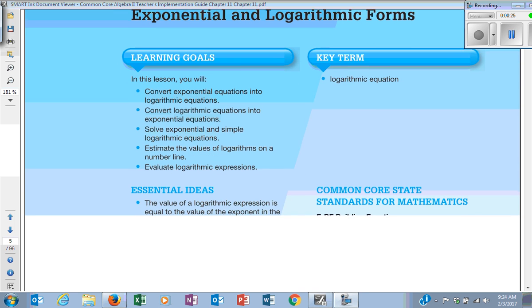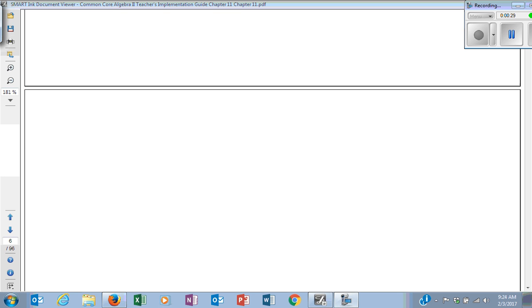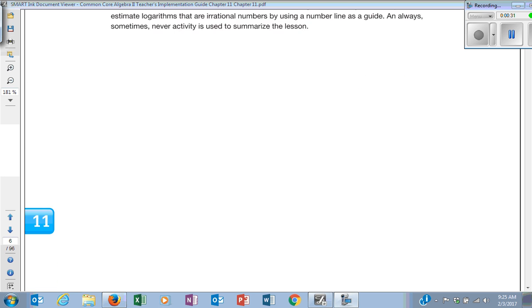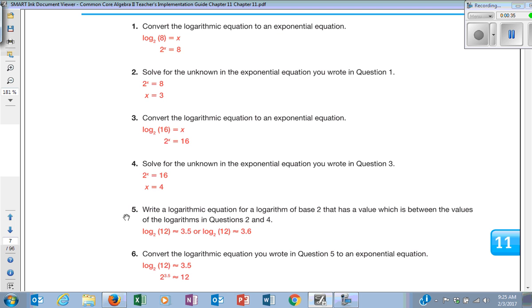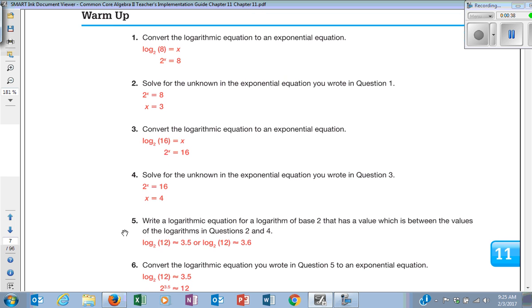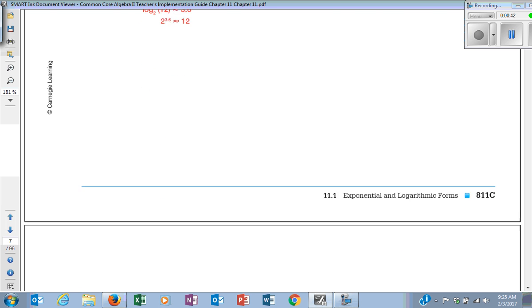Here we go, doing logarithmic equations, what we're going to be solving. Remember, an equation's got to have an equal sign with it. That's going to be one of the main differences here. This is just from being able to convert from logarithmic to exponential and vice versa.